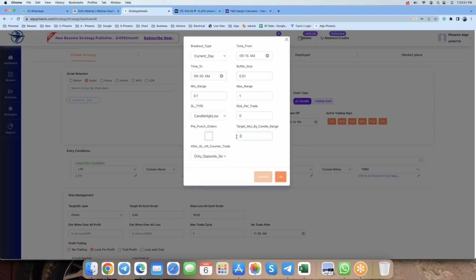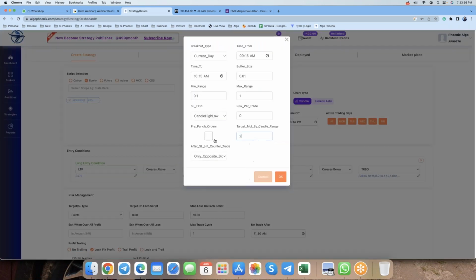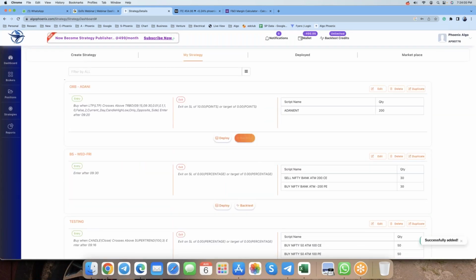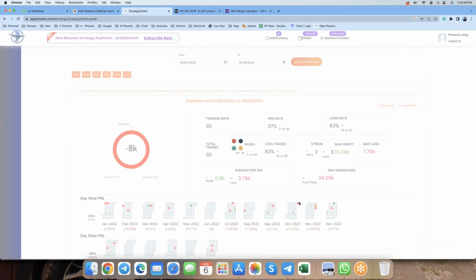Okay, I can keep the target as 2 and let me update. Let me get a one-to-one range every day. If I get a one-to-one range every day, I book my profits and come out. So you have all these options to do backtesting and define your strategy.